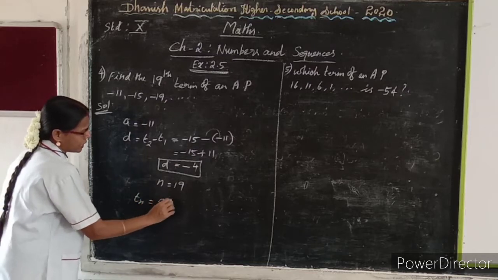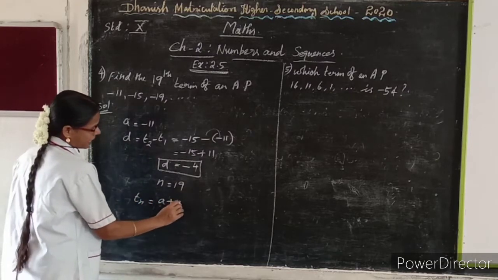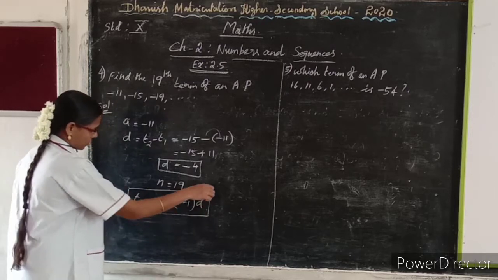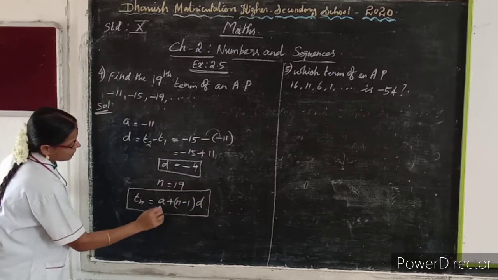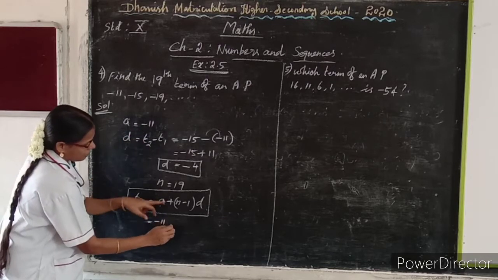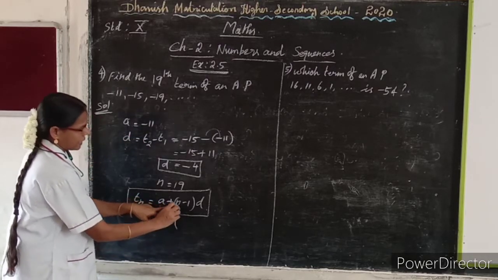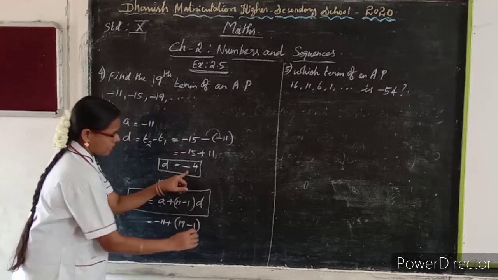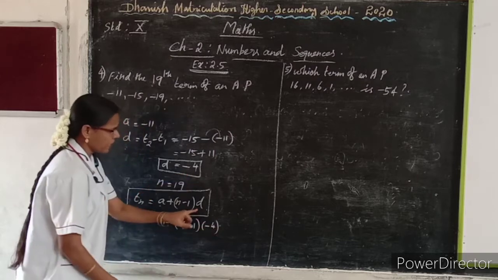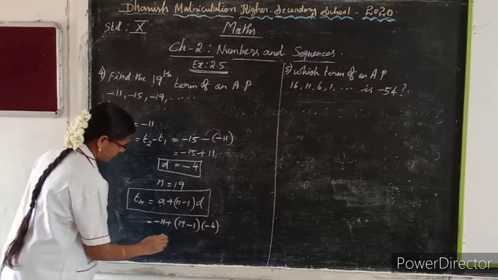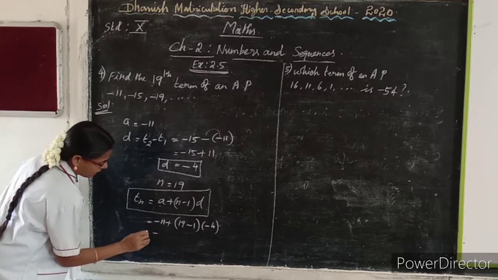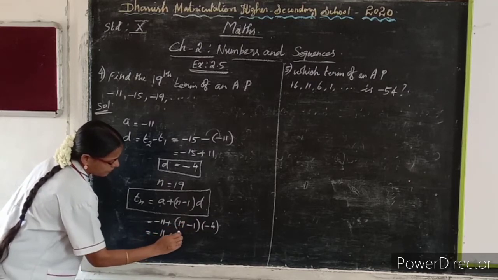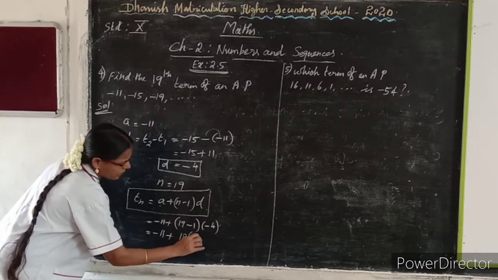Tn is equal to A plus (n minus 1) into D. This is the nth term formula. So substitute. What is A? A is minus 11, plus bracket n minus 1. N is what? 19, minus 1, into D, which is minus 4. So into D, that's why I put on bracket minus 11. So 19 minus 1 is 18 into minus 4.